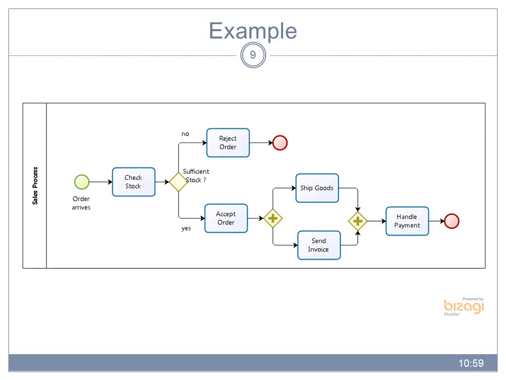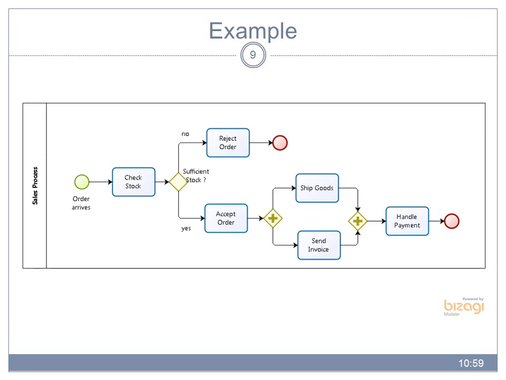After accept order, you have a split, and it's an AND split. It means that in parallel you will ship the goods and send the invoice. This is followed by an AND join, so you wait until the goods have been shipped and the invoice has been sent, and only when both tasks are finished do you continue with handle payment.